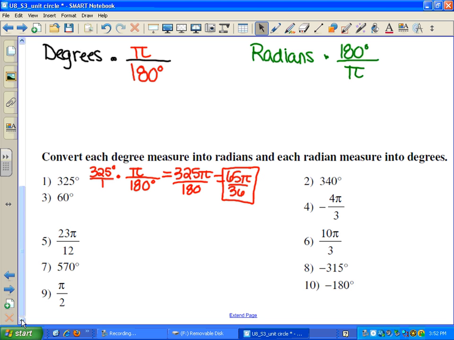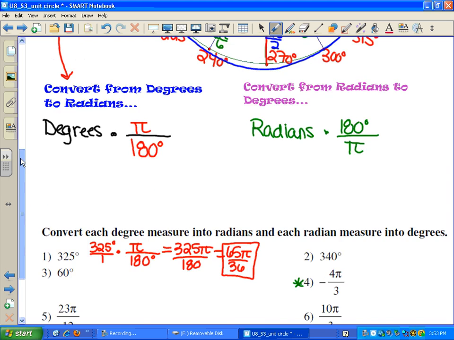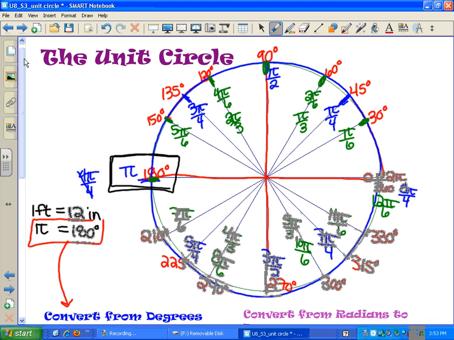Let's check out number 4. So for number 4, just because it's negative, that's just telling me which way to go around my unit circle. If the angle is negative, that's telling me to go clockwise around my unit circle. So normally we read our circle as going counterclockwise, I go in that direction. But if I see a negative, I go clockwise. I always start at 0, but then I go in the clockwise direction.